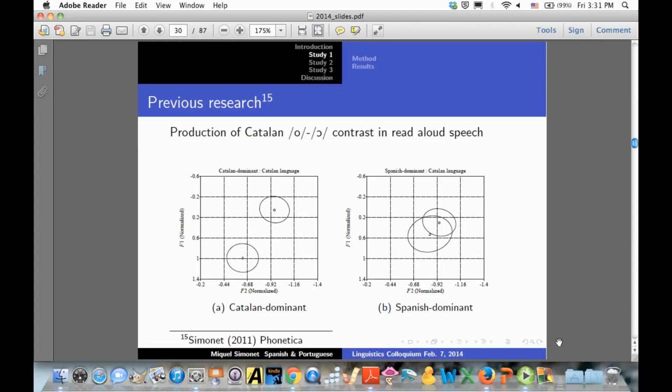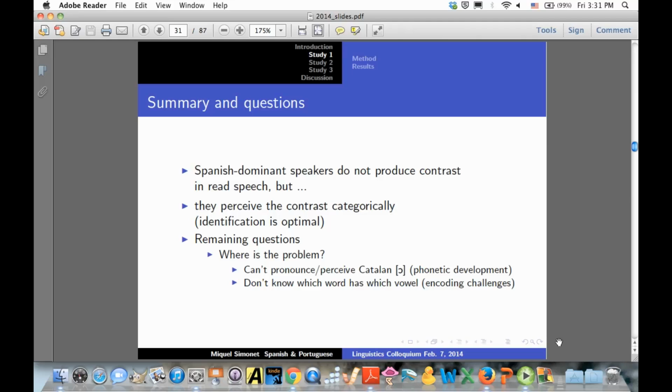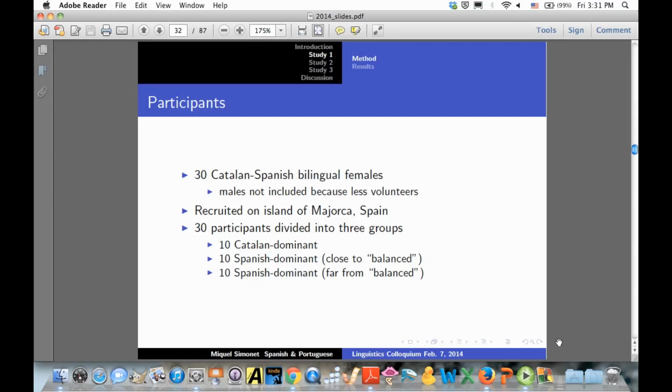What's going on? So maybe what's going on is this. Maybe they can perceive Catalan A. So in some tasks they do, but they have not developed a robust category for A or something like this. Or maybe they have, but they have not developed robust lexical representations of the words that have this sound, so that they don't know which word has which vowel, and that is the problem. And if you give them read speech, of course they're not going to know, even though they might not have problems with these data. So I'll be looking a little bit at this, whether there's an effect of encoding or something like this, or short-term memory load.